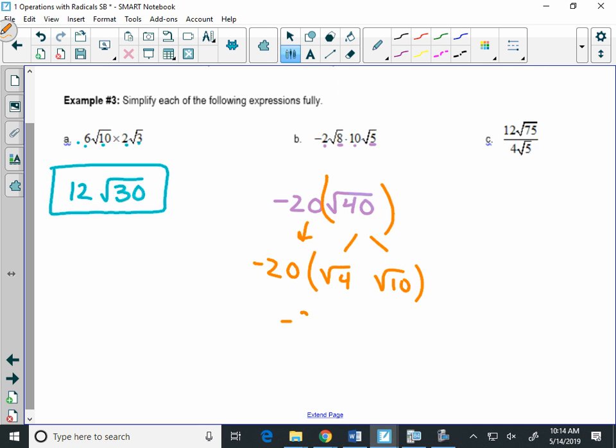So we get negative 20 times, what's the square root of 4? 2. And we take the square root of 10. No, it's not a perfect square. And then don't forget this last step. What's negative 20 times 2? Negative 40. This becomes negative 40 radical 10.